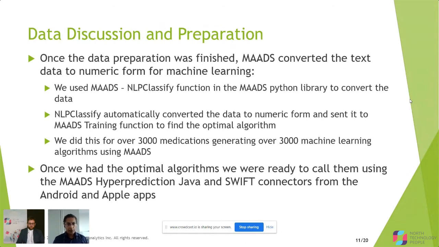So once NLP Classify automatically converted the data to numeric form, it sent it to the MADS training function to find the optimal algorithm. So we automated that whole data science pipeline of getting the data, prepping the data, converting it from textual to numeric, putting it into MADS for training, and getting the optimal algorithm. So once we have the algorithm, we're ready to use it for predictive analytics, right? And that's the last piece here. Once we had all these algorithms generated, we put them into MADS hyper predictions, which can be called from Android or from Swift to get our prediction. And I'll show you the architecture of how we did that pretty seamlessly.